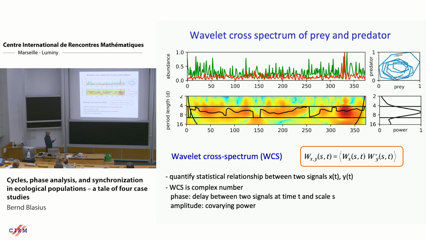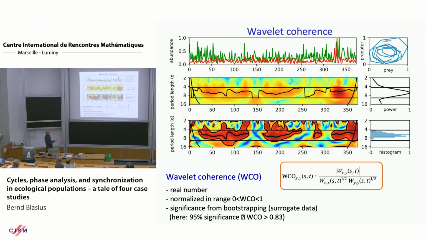It's like when you make the covariance function, the covariance also increases with amplitude. In order to get rid of this, when you go from the covariance to the cross correlation, you normalize by the standard deviation. And so here you go to the wavelet coherence: you take this cross spectrum, but you normalize by the wavelet power spectra of predator and prey. So it's a normalized quantity. It's also a real number between 0 and 1. And this is really normalized and tells you if predator and prey cycle together or not.